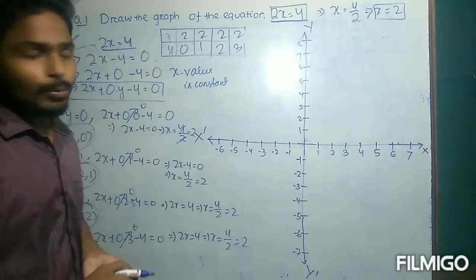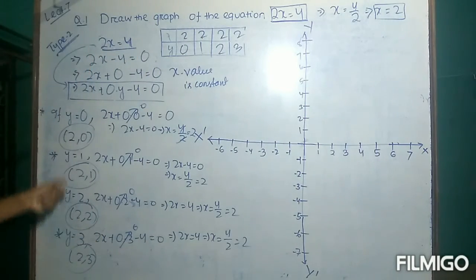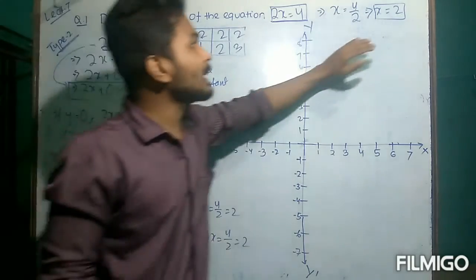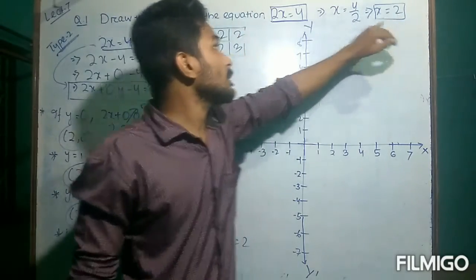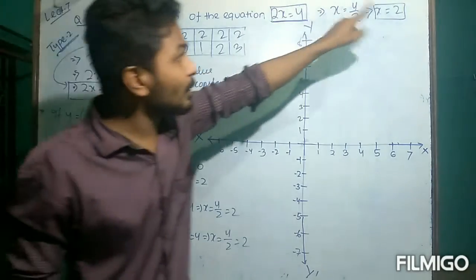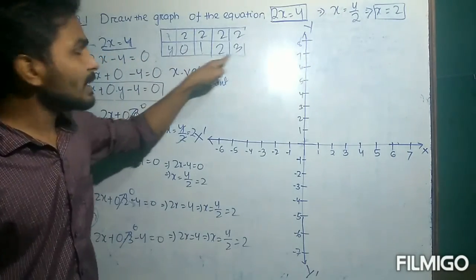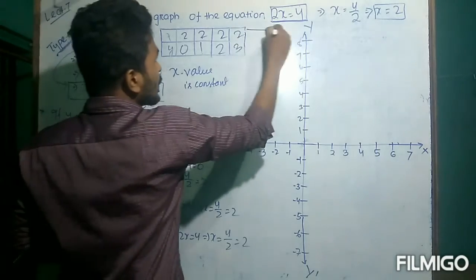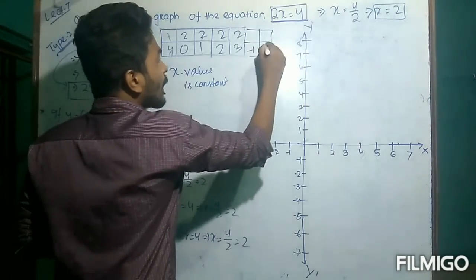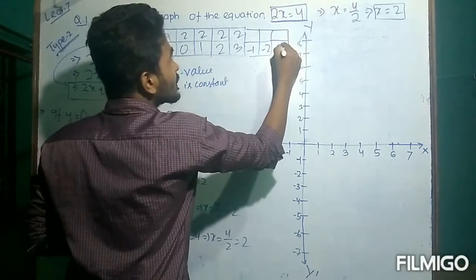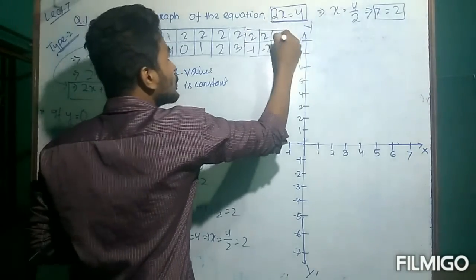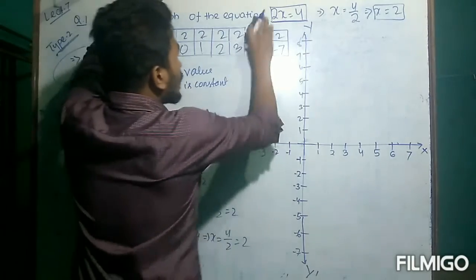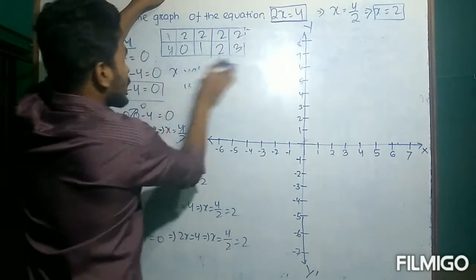That is 2. So without putting different values of y and finding the different values of x, you can directly find the fixed value of x by solving the equation. So x is equal to 2, and in this y coordinate you can put any value. Suppose you put -1, -2, or -7, but you always get 2 in the x coordinate.